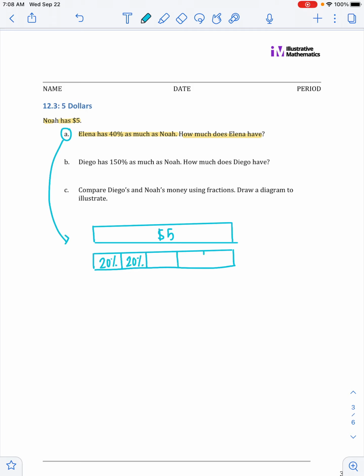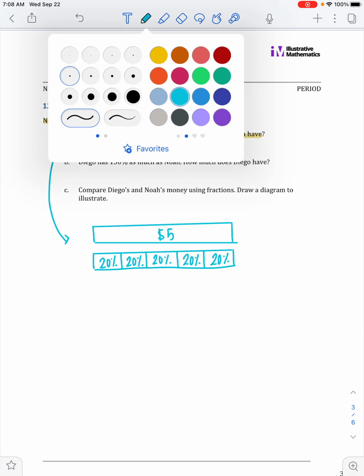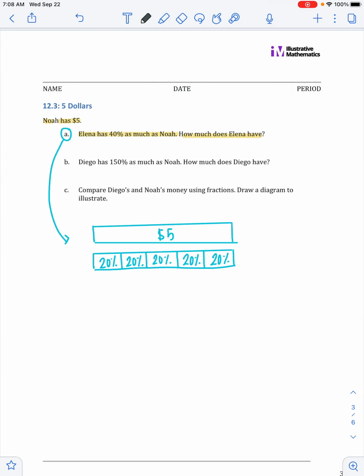Now, the reason that I chose to split up my tape diagram by 20% is so that it could add up to 100%. If I'd split it up by 40%, then I would have ended up at 40 plus 40 is 80, and then skipping over 100 to get to 120, which would have made it harder to answer my question. So we're looking for what is 40% of $5.